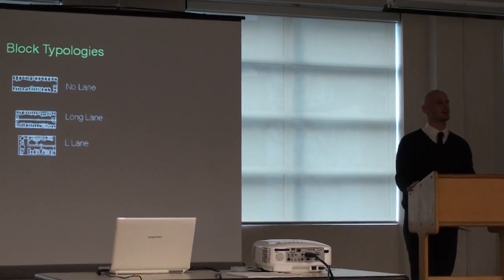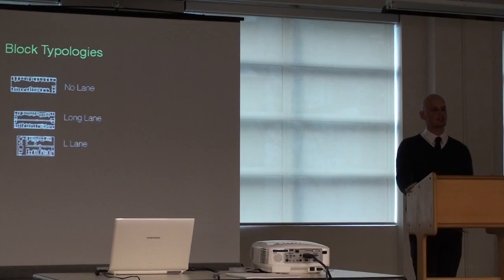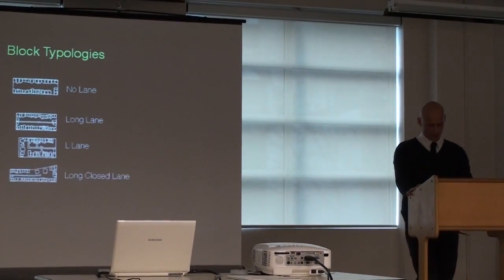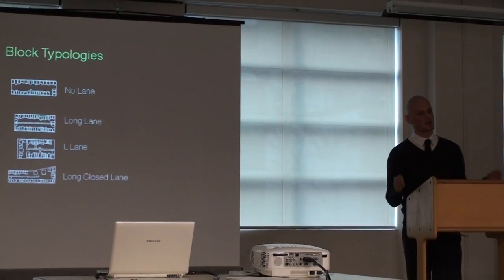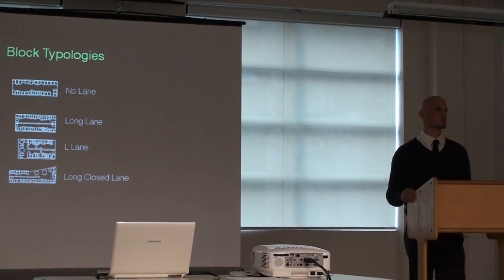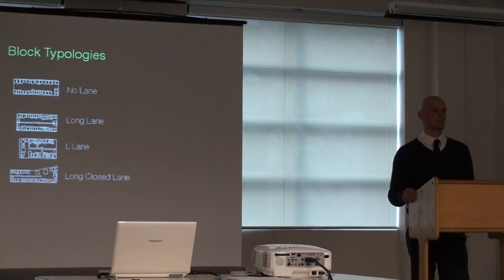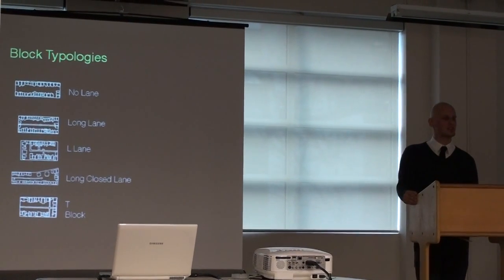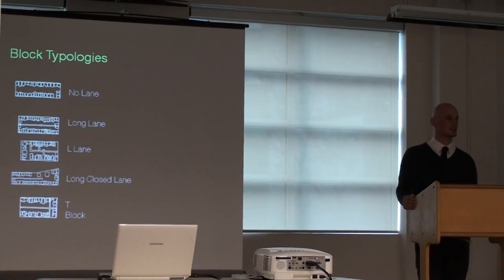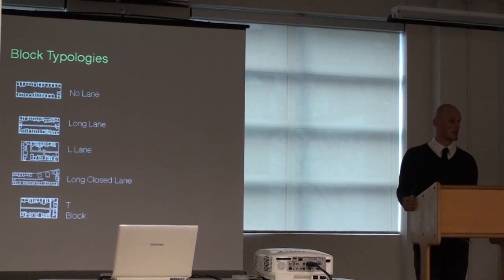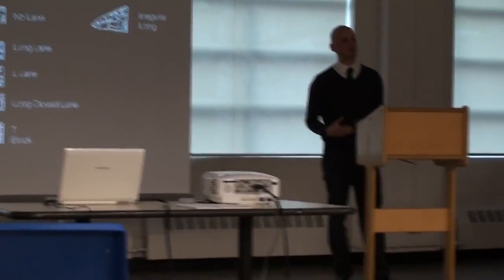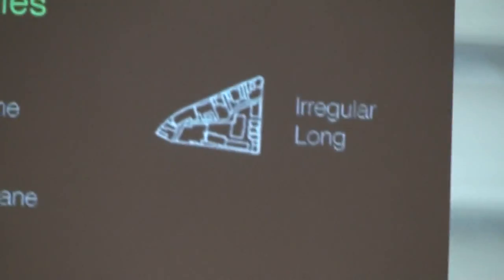L lanes also provide a good amount of access, but they may not be as legible to pedestrians, particularly for people who are not from the area. There's also closed long lanes that provide a good amount of access, but again can be confusing for people who may be trying to use the lane as a route for walking through. The T-block, possibly one of the most legible forms of lanes, has a good amount of access from all flanks and is very legible because you have very clean lines of sight. The irregular long lane, good amount of access, but maybe confusing once again because it doesn't have clear lines of sight. You can't see where you're going.